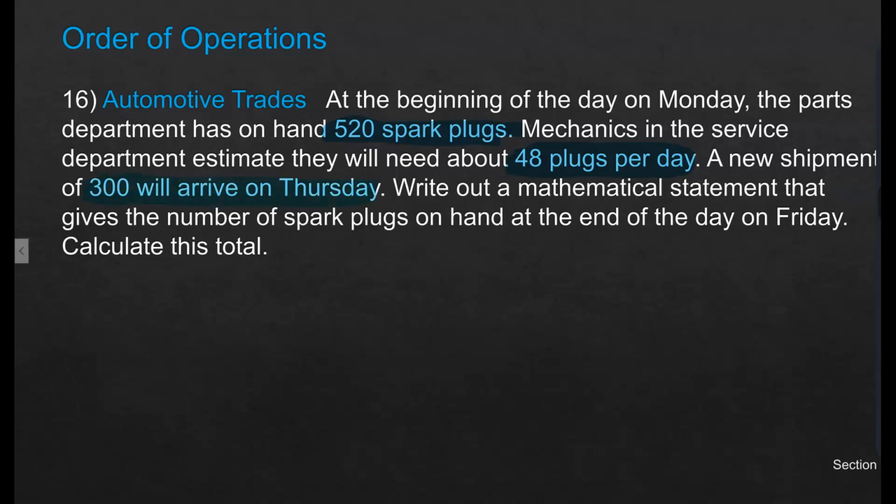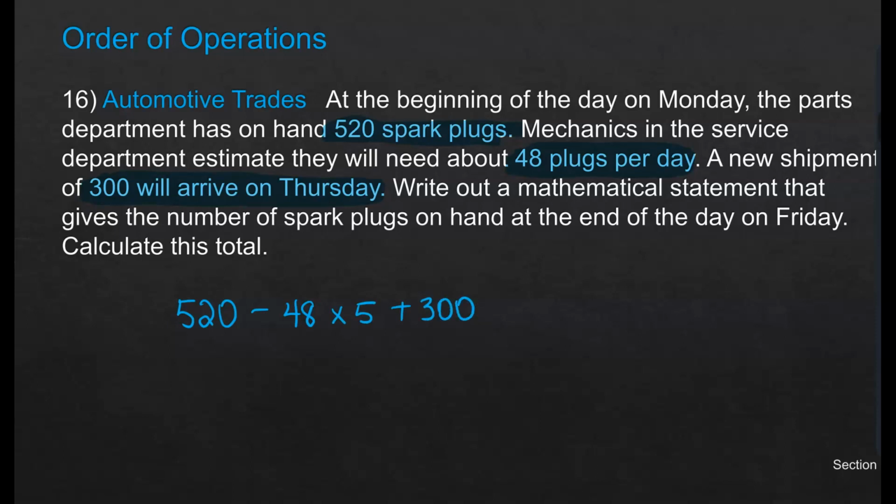Now, this is on Monday, so we're going to say there's 5 days in the week, and it says write out a mathematical statement that gives the number of spark plugs on hand at the end of the day on Friday, and then calculate the total for that. So we can write this out. We have 520 to begin with. We're going to subtract the number used each day, so that's 48 times 5. And then we get 300 more on Thursday, and that's the way that we find this.